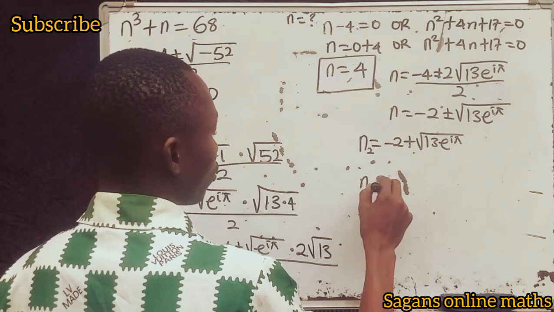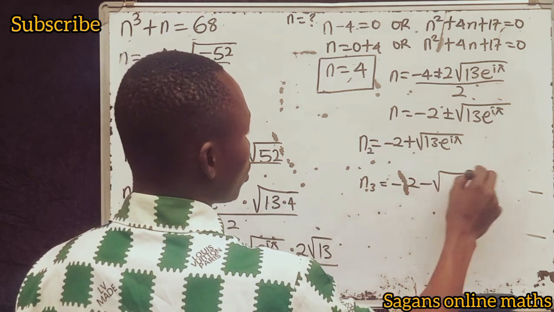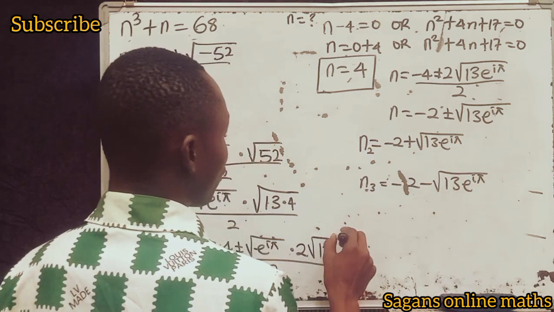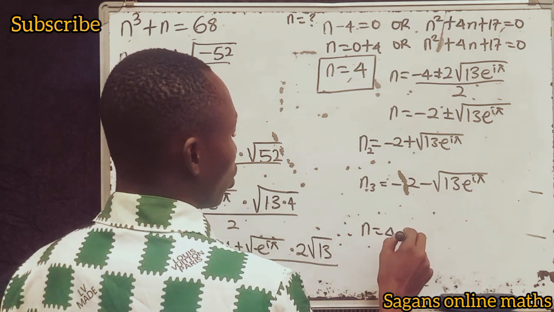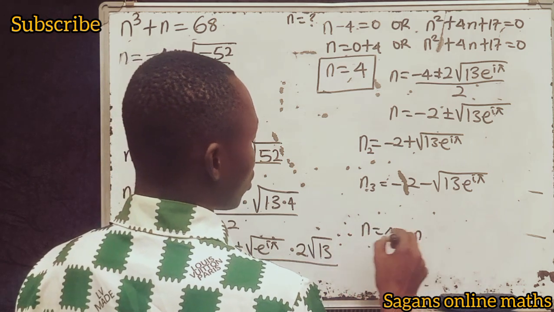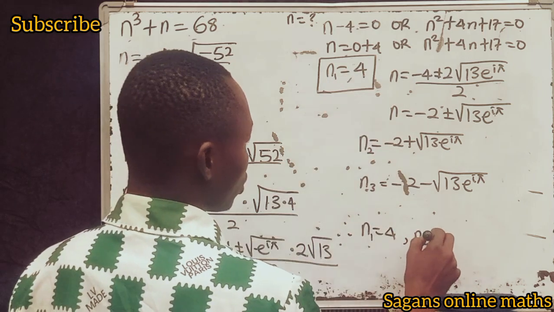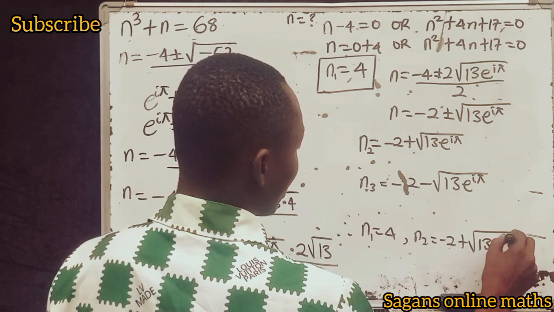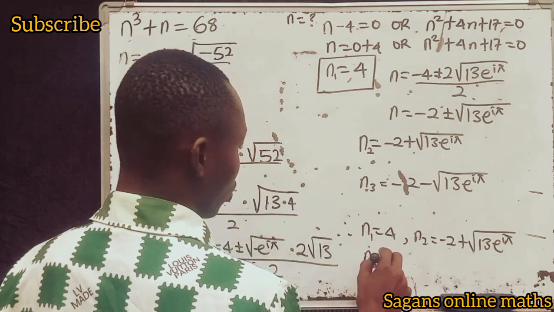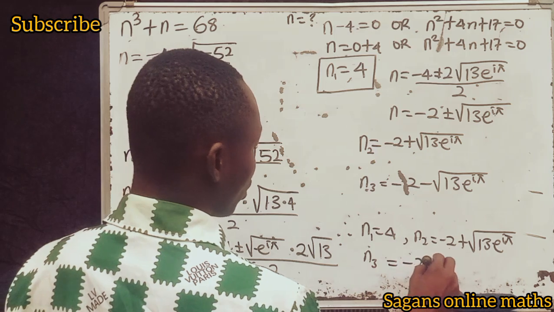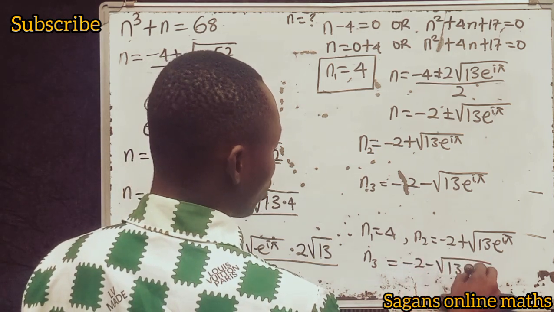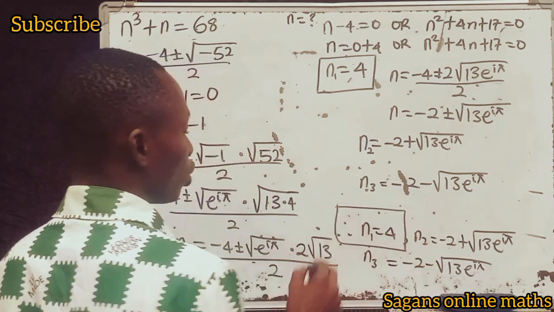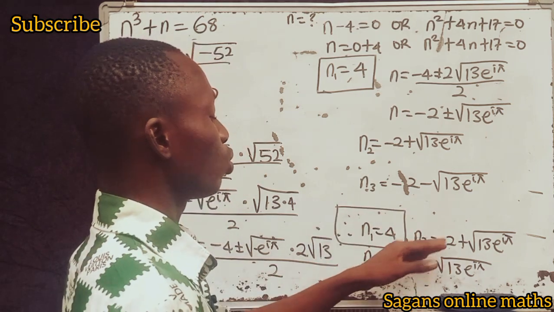Then our third solution, n will be equal to -2 minus root 13 multiplied by e to the power of i pi. Therefore, n1 is equal to 4, n2 is equal to -2 plus root 13 multiplied by e to the power of i pi, then n3 is equal to -2 minus root 13 multiplied by e to the power of i pi. But n equal to 4 is the real solution to this particular problem. These are complex solutions to this problem.